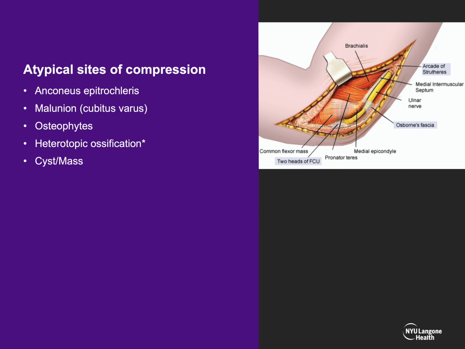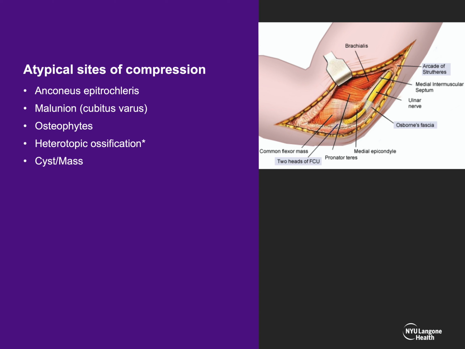Atypical sites: we talked about the anconeus epitrochlearis. It's an uncommon muscle. It's an anomalous muscle. Malunion, cubitus varus, can be a cause, or cubitus valgus. So basically, any elbow deformity. I listed cubitus varus, but it's actually more likely going to be cubitus valgus, putting an extra stress on that nerve as the elbow is taking a valgus deformity.